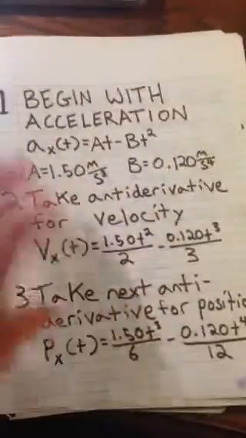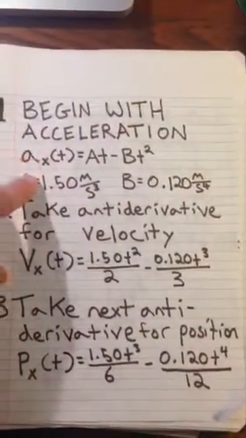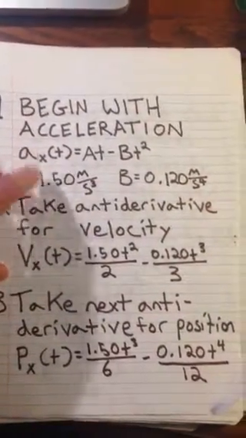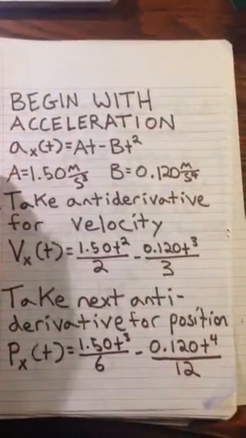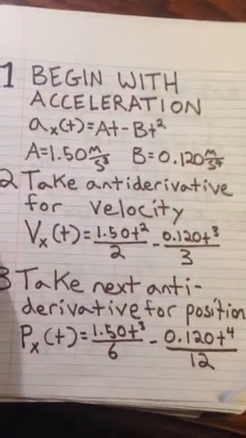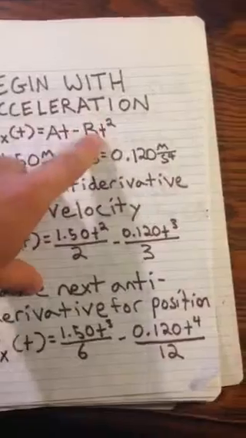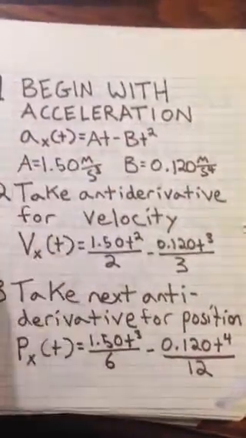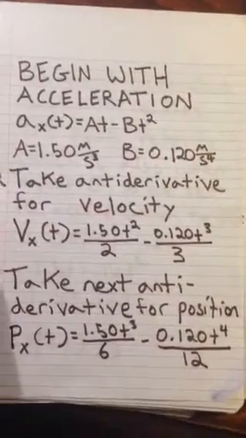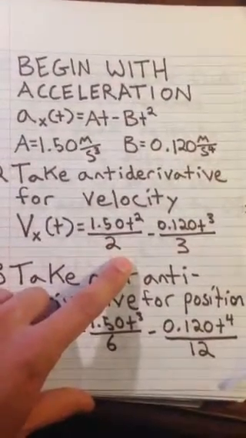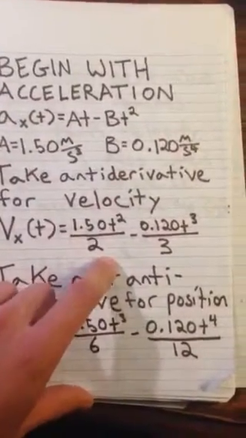So, when we begin with the acceleration, we have to acknowledge that the acceleration will be the second derivative of the position, the first derivative being the velocity. So we have to take the antiderivative of the acceleration to find the velocity of the motorcycle. We add 1 to each of the exponents of the components of the equation for the acceleration, and then divide that by the new exponents, giving us the velocity, 1.5t squared over 2 minus 0.12t cubed over 3.